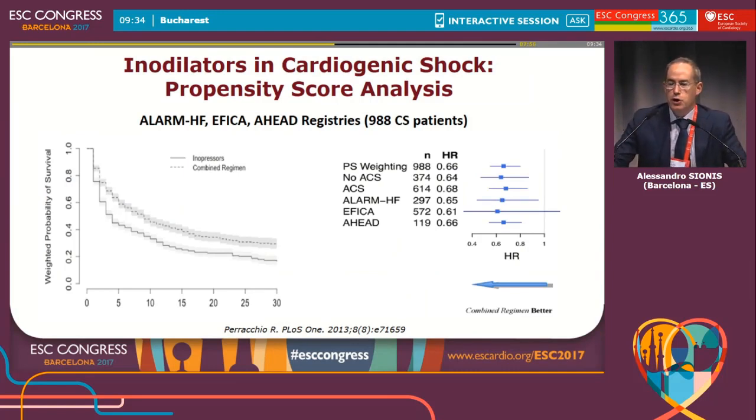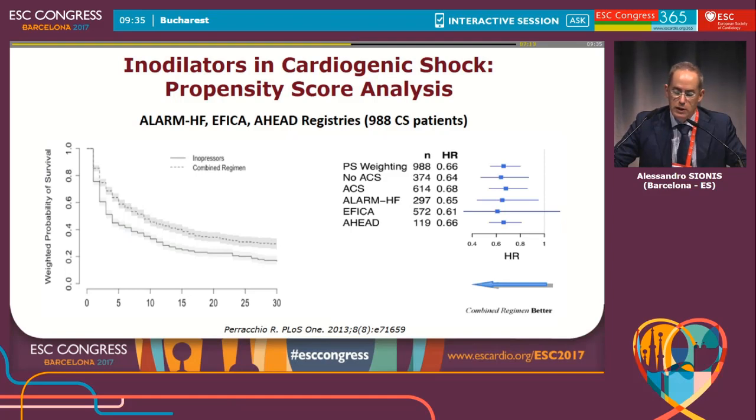Another issue here. We have started an inotropic treatment in our patient with cardiogenic shock. But what if we really need a vasopressor right from the start? Well, this is a very interesting analysis of almost 1,000 patients with cardiogenic shock from 3 registries: ALARM-HF, EFICA, and AHEAD. What I'm showing you here is that the combined regimen of noradrenaline or vasopressor plus a vasodilator is better than to give the vasopressor alone.